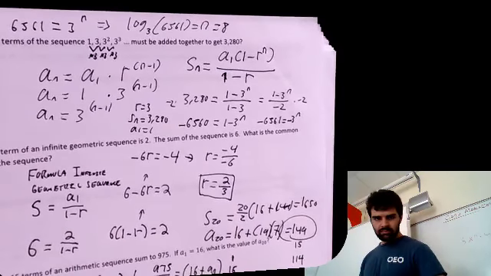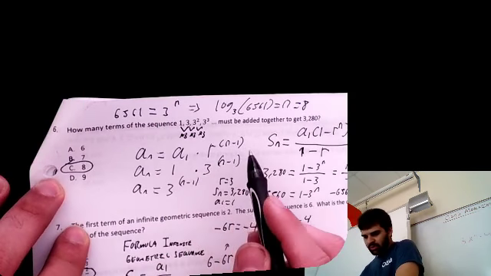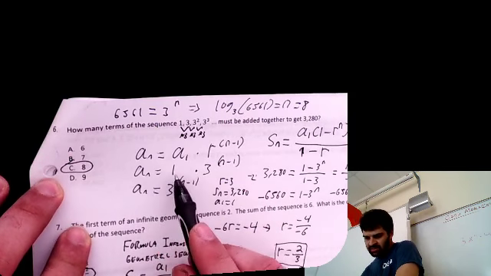This shows you everything. How many terms of the sequence must be added together to get 3,280? Well, we know a_n is equal to a_1 times r to the n minus 1. So a_n is equal to 1, the first term of the sequence, times 3, each time you multiply by 3, to the n minus 1. So a_n is equal to 3 to the n minus 1.